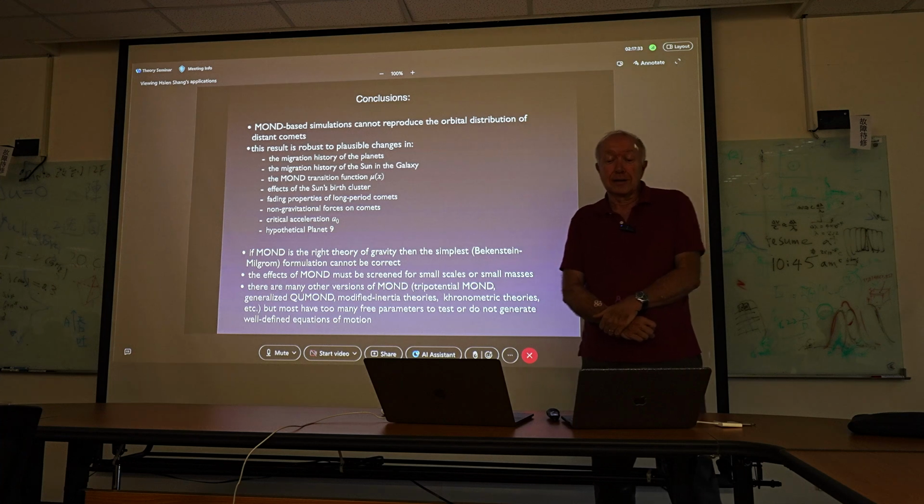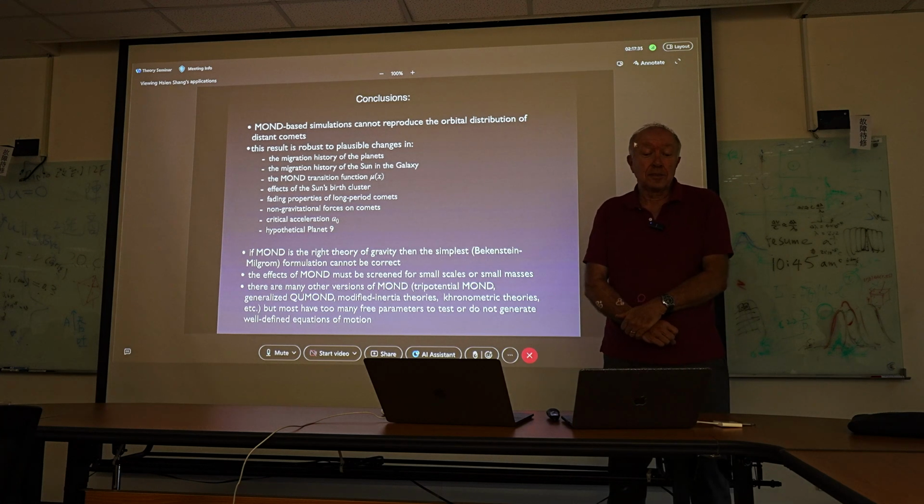Well, I don't think we've resolved the problem. The problem is that MOND does make dramatic and apparently correct predictions for disk galaxies. It doesn't do so well on scales of clusters of galaxies. It doesn't do well on the scale of cosmology, and it doesn't do well on very small scales for comets. So I would say things are not looking good for MOND, but it's still doing an impressive job on the scale of disk galaxies.